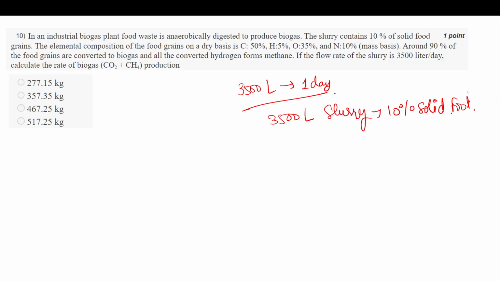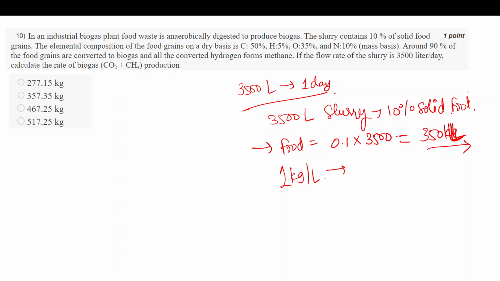Now this 10% of 3,500 is food equal to 0.1 into 3,500, which is 350 liters. Here there is no basis given, so assume the density to be 1 kg per liter for slurry. So for 350 liters of food, the amount in terms of kg will be 350 kg of food going inside the biogas plant per day.